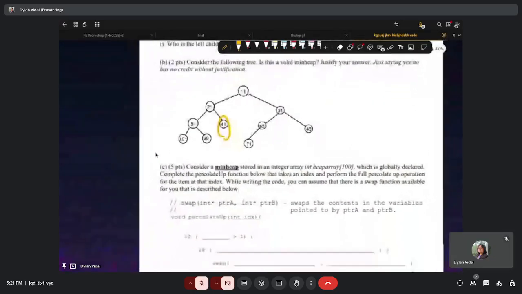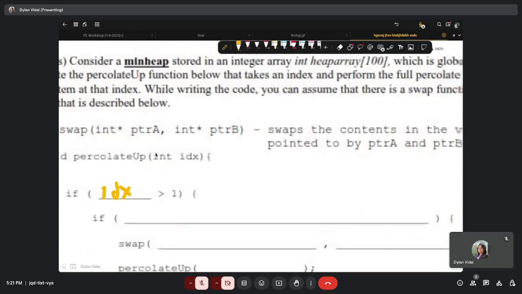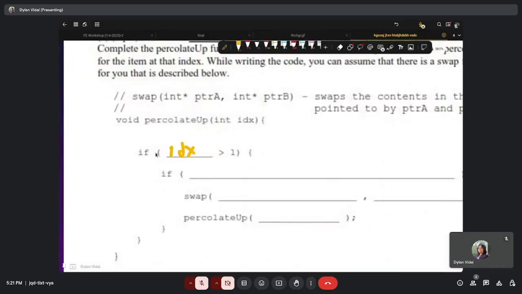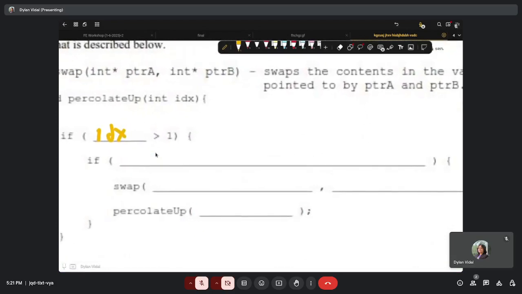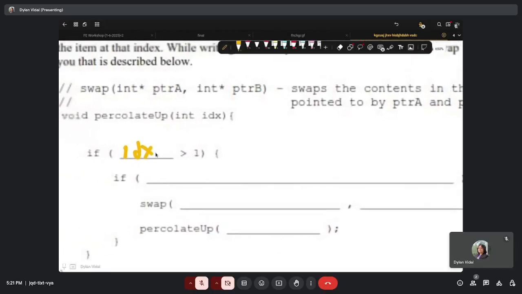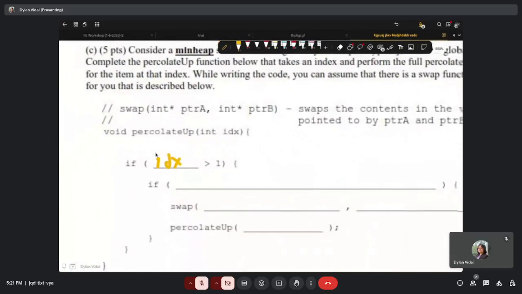This is part C. So if we were looking at the root element, which is at index 1, then we have nowhere to go. So index is greater than 1. And I think this only has to perform the swap once, because there's no while loop here. They don't have a while loop, so we only do the swap once. So then, this giant if statement right here, we have to write something and then a swap happens. So we should only do a swap in a min heap if our parent element is greater than us.